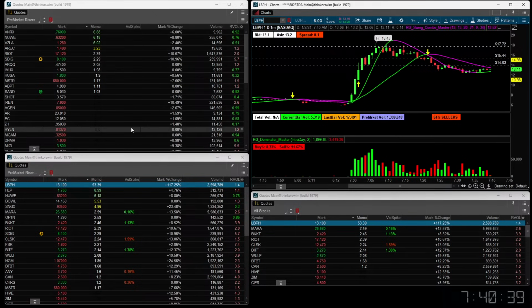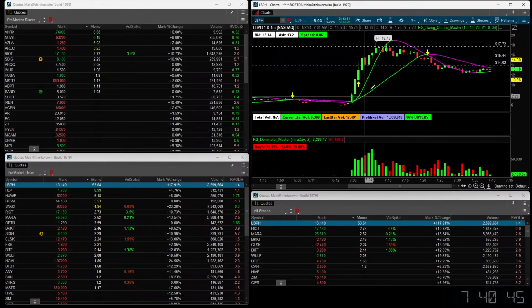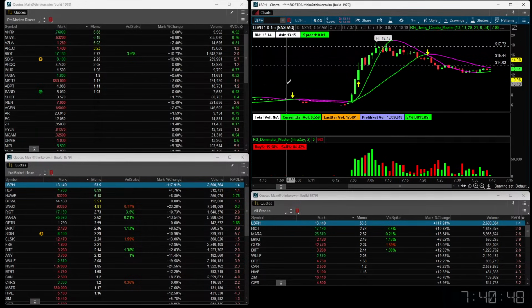Back into that quiet zone, not much moving this morning. We did have a couple of plays, though. We had a beautiful pullback play on this stock.